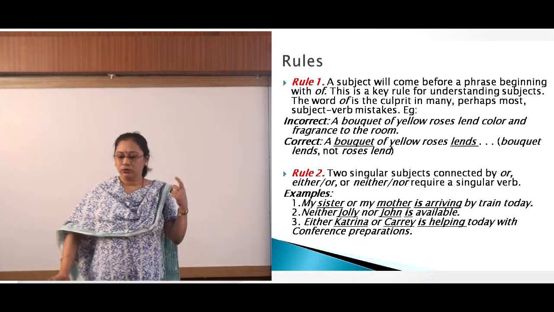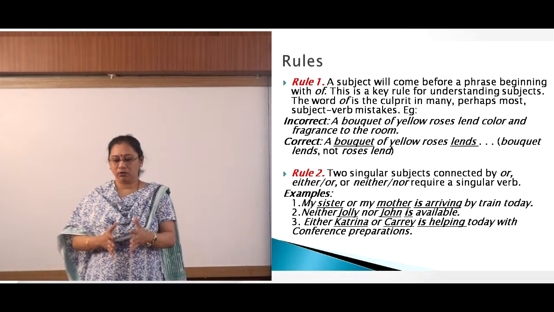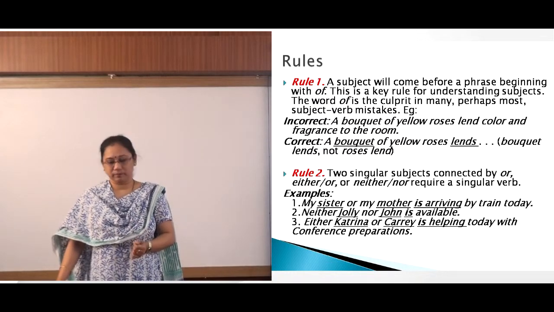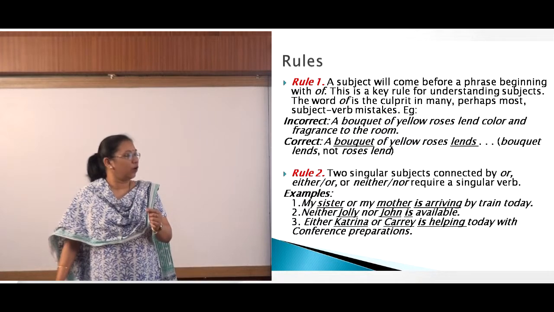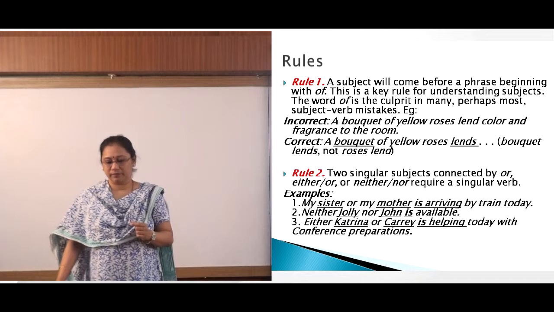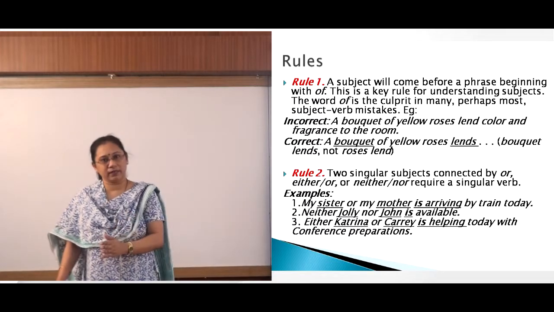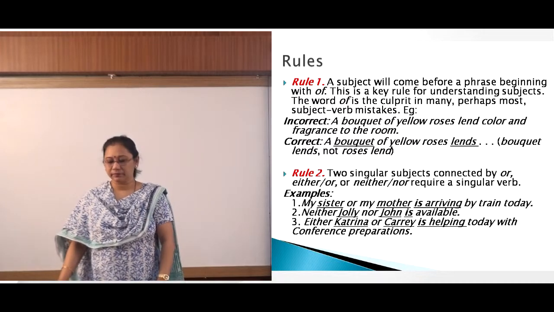Rule 2: two singular subjects connected by or, either/or, or neither/nor require a singular verb. Let me repeat this again. Two singular subjects connected by or, either/or, or neither/nor require a singular verb. Let's see the example. My sister or my mother is arriving by train today. My sister is arriving or my mother is arriving. So both of them are two singular subjects.